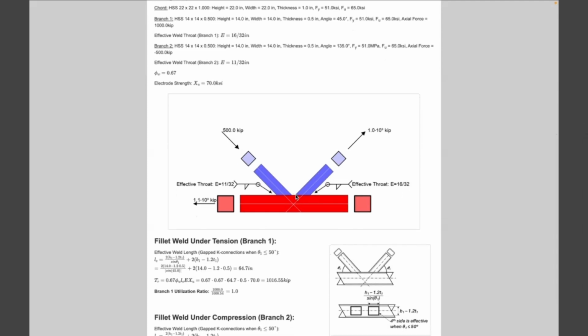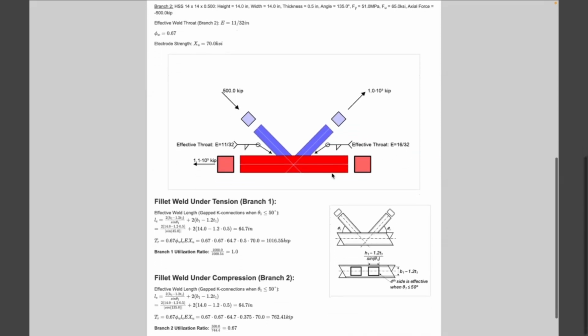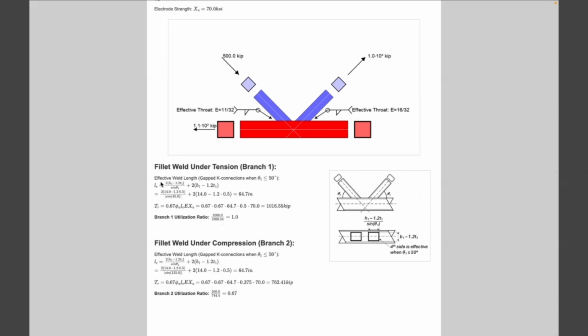Typically in K connections, you will use one weld size all the way around both branches to avoid any errors, but again, all the information is given here so you can make those judgment calls on your own. As before, we have all the equations written out symbolically and numerically for both the weld capacity as well as the effective weld lengths for the K connection, and you can see our utilization ratios. You'll notice that the utilization ratio for the second branch isn't 1. That's because the load in the branch is low enough that the minimum weld size controls this design.